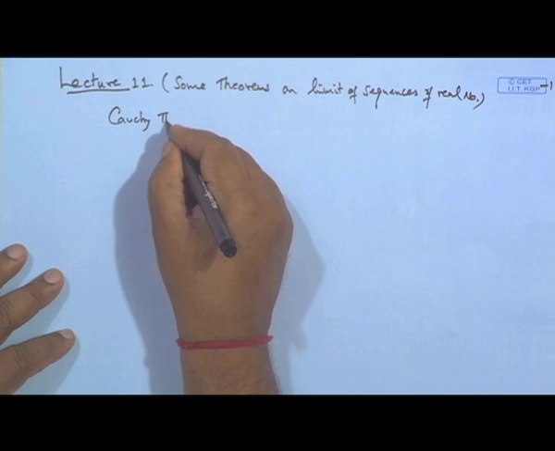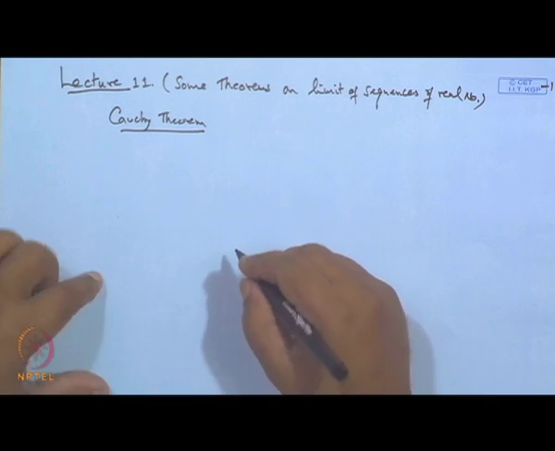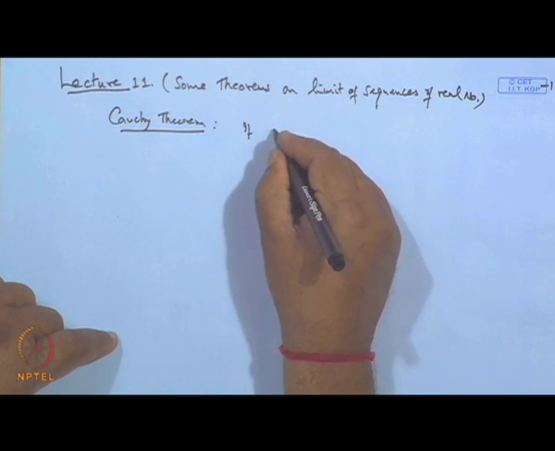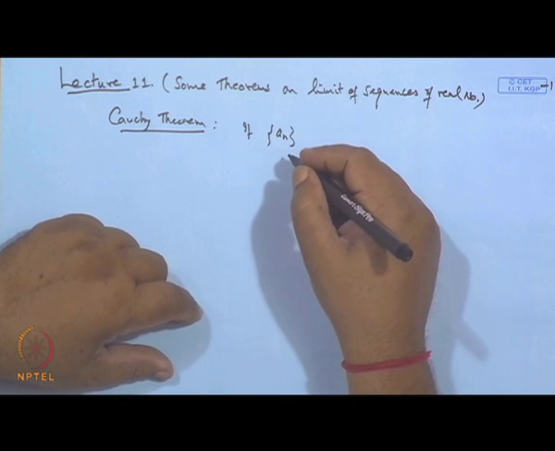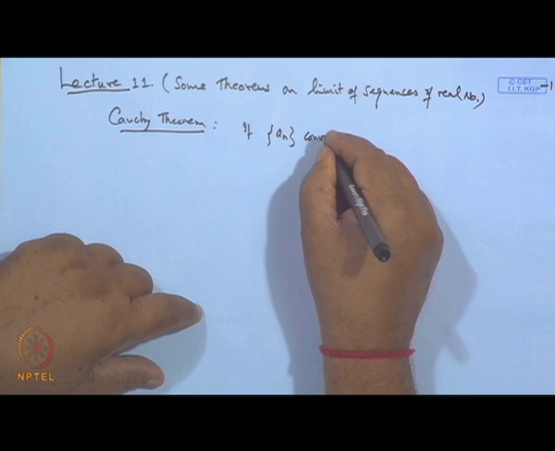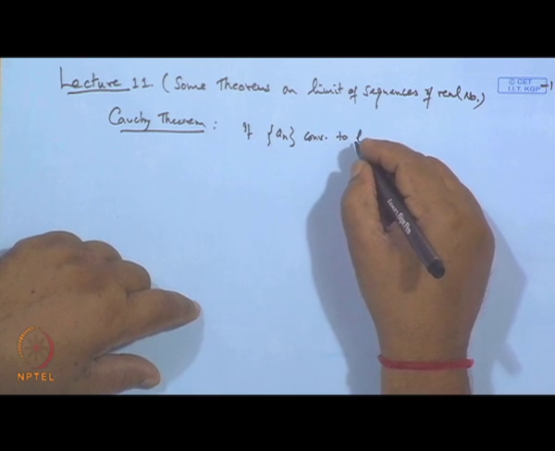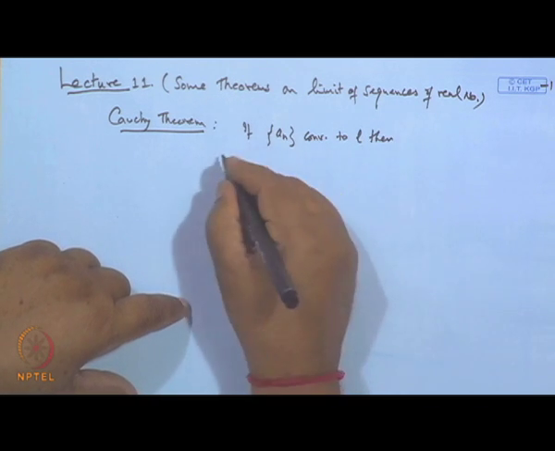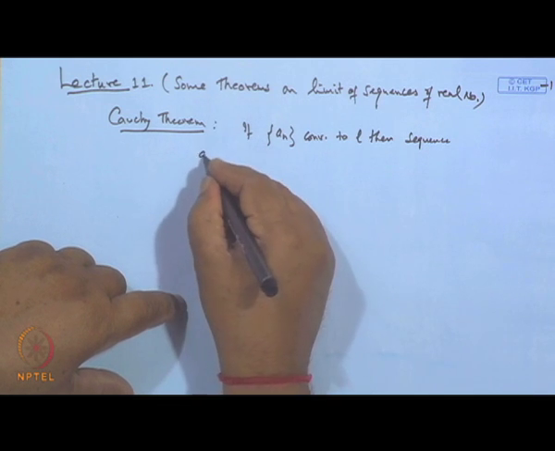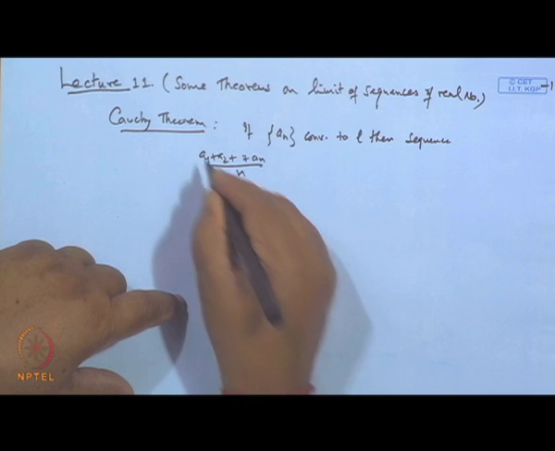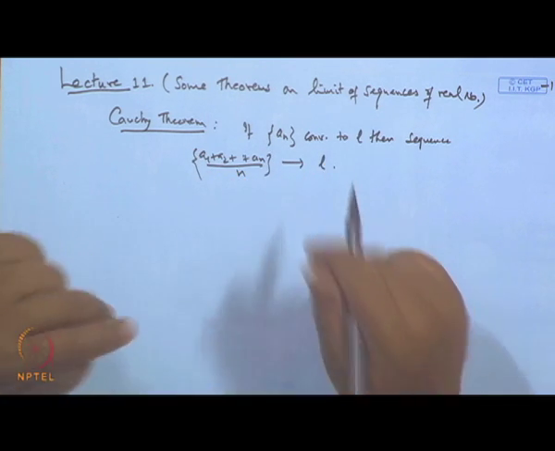So, in the last lecture, we have discussed a few theorems, Cauchy's theorem of the first kind and Cauchy's theorem of the second kind, where we developed some results which will help in getting the limit of the sequence a_n. And remember Cauchy's theorem: if the sequence a_n of real numbers converges to L, then the sequence (a_1 + a_2 + ... + a_n)/n will also converge to the same point L. And we have seen the proof for it.